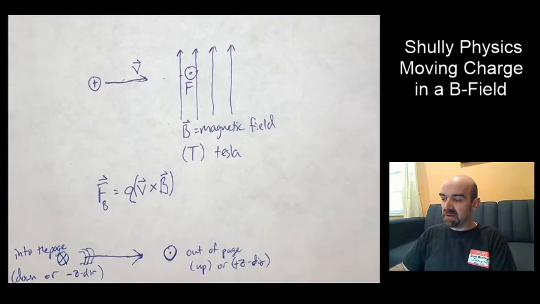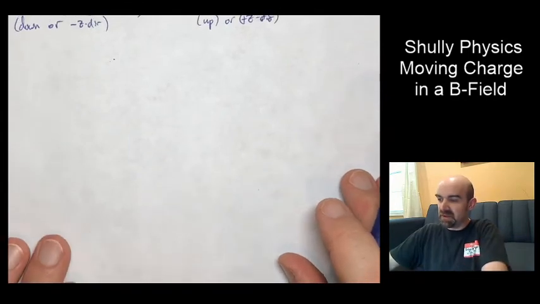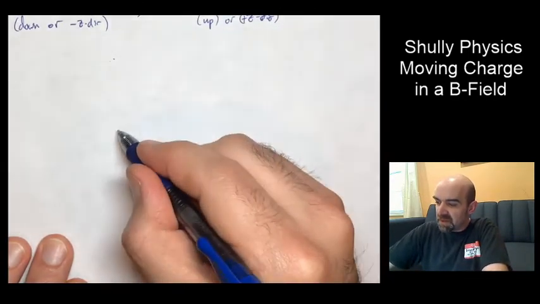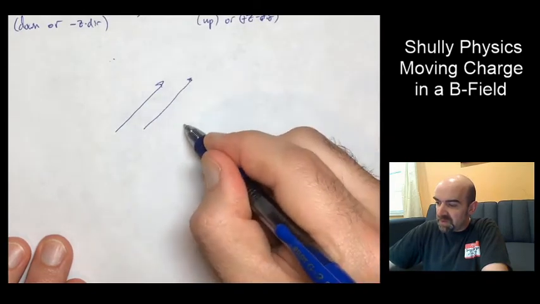Okay, so let's look at a couple more examples and directions. It's good to see this visually. What if we have a magnetic field in this direction?